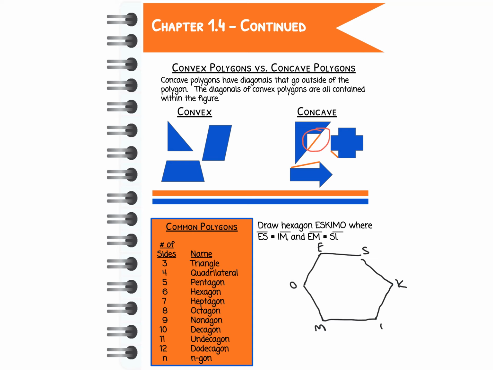Now it says ES is congruent to IM. So ES congruent to IM. I'm going to put my tick marks there. And EM is congruent to SI. Now EM is not drawn in. I don't have a segment EM, so I'm going to draw that in, EM and SI, and they are different lengths than my first set of congruent sides, so I'm going to put 2 tick marks here.